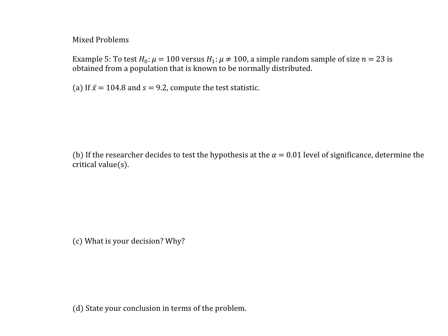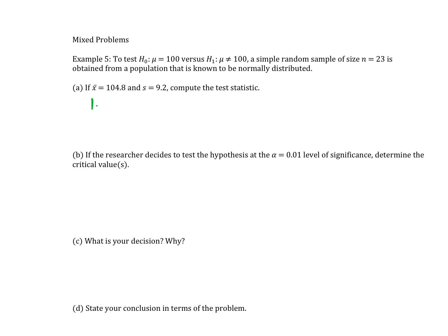All right, next one. Example 5. To test H naught, mu equals 100 versus H1, mu is not equal to 100. A simple random sample of size n equals 23 is obtained from a population that is known to be normally distributed. So if x bar equals 104.8 and s is 9.2, compute the test statistic.